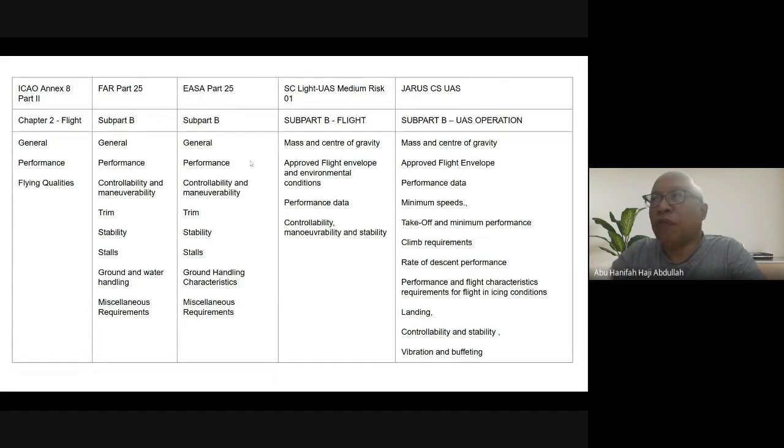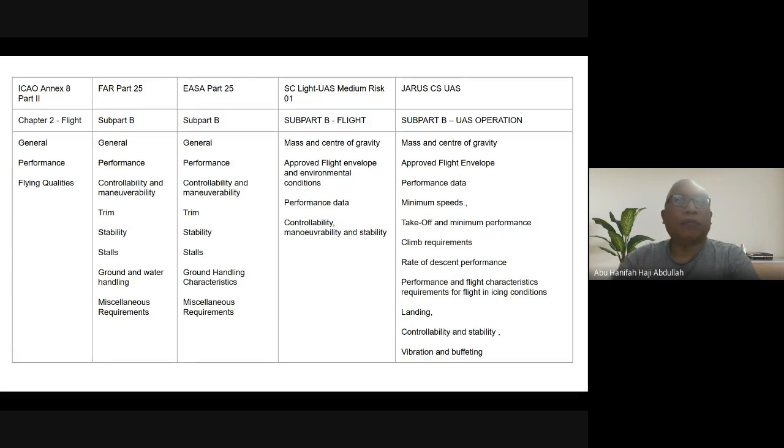So what we're looking at tonight. So the Airworthiness standard subpart B, which is flight. Anything to do with the flight of the aircraft will be in this subpart B. Subpart C later is structure. So subpart B is flight, about aircraft performance, flying qualities, and you can see the table here where I show you the basic of this subpart B is the ICAO Annex 8 Part 3.